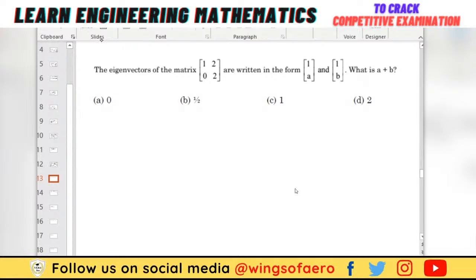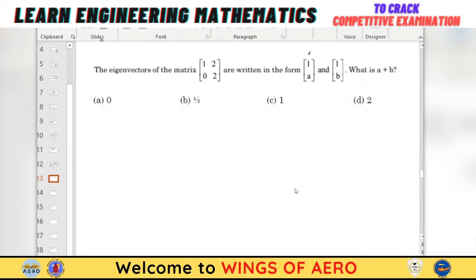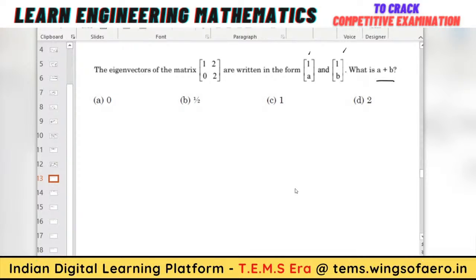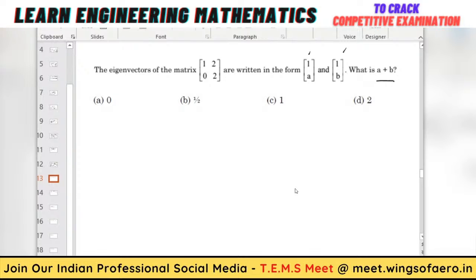Solve it. Two eigenvectors are given here, (1, 1) and (1, b). You need to find the values of a and b, that is, what is the value of a plus b? First you need to find the values of a and b, and then a plus b. So a matrix is given to you, this one.